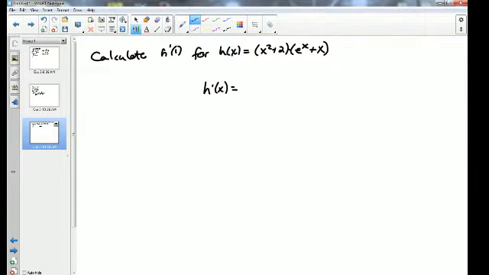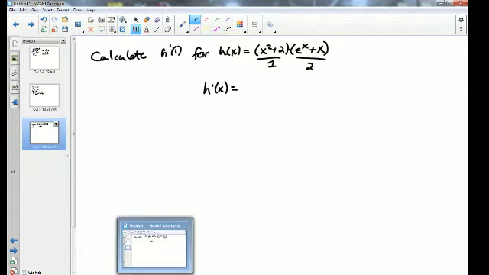So the derivative. We have a first and a second. You can FOIL those if you want, but that makes it nasty.